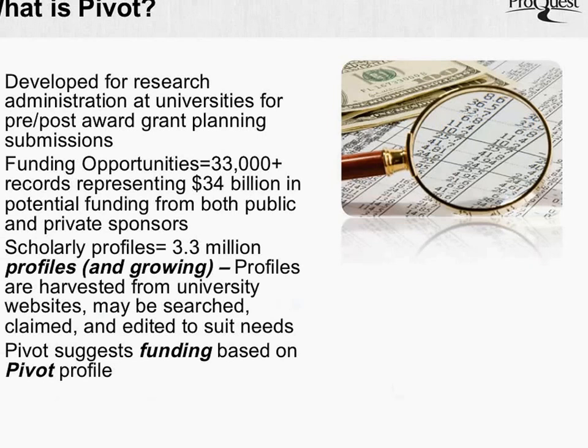Scholarly profiles are very important within the context of Pivot. There are currently over 3.3 million, and this is growing, of course, as more people use Pivot. The profiles themselves are harvested from university websites, and they can be searched and claimed by individuals and edited. Individuals can even create their own profile in Pivot. We'll talk a little bit about that. And you as an administrator can create profiles for faculty representing the various schools and units on the campus that you represent as well.